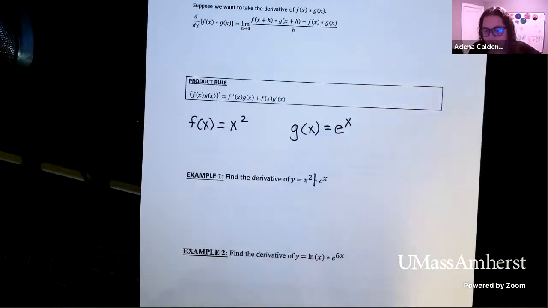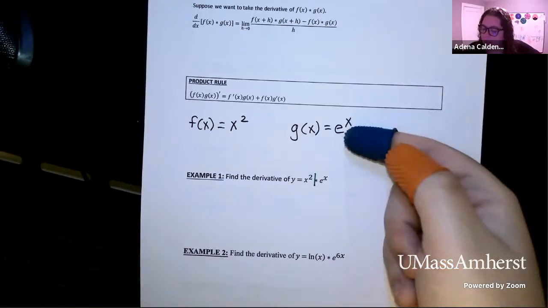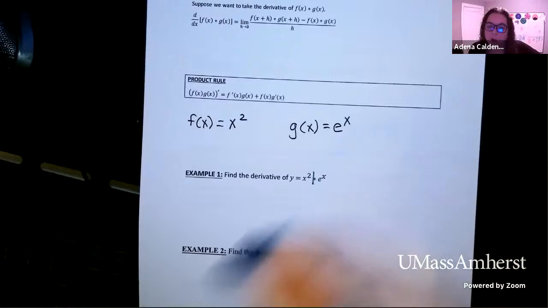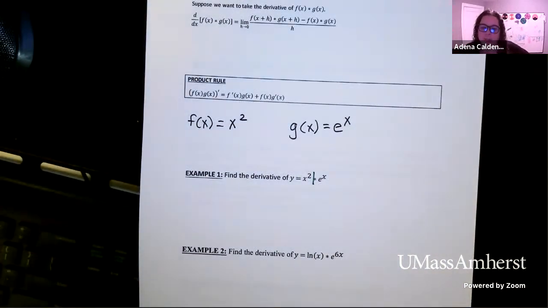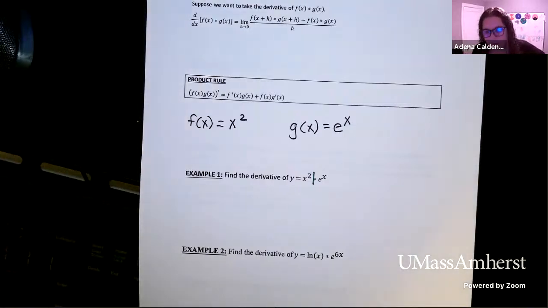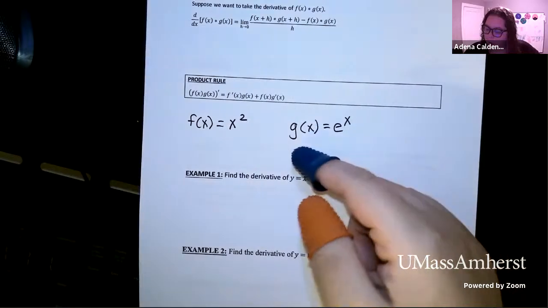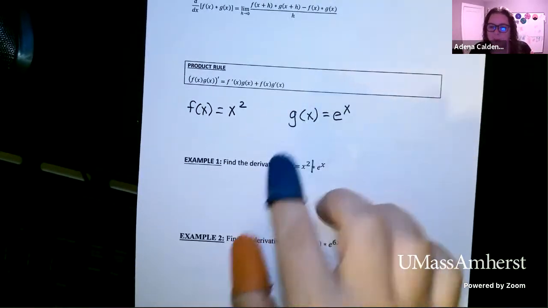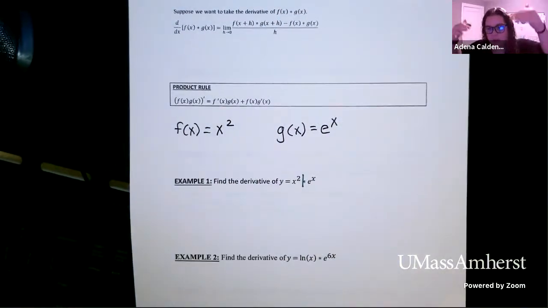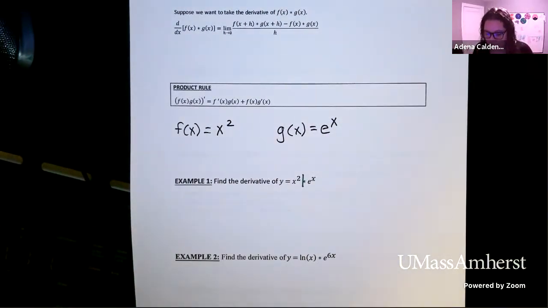I'm going to need to take derivatives of both pieces, and I always write my derivative underneath the original function. The reason I do that is because later in this class, and if you go on to 128, you're going to learn how to undo derivatives. So when I do that, I write my derivative underneath and then go up. It helps me have a visual of which direction I'm going. So I always write my derivatives underneath the original.